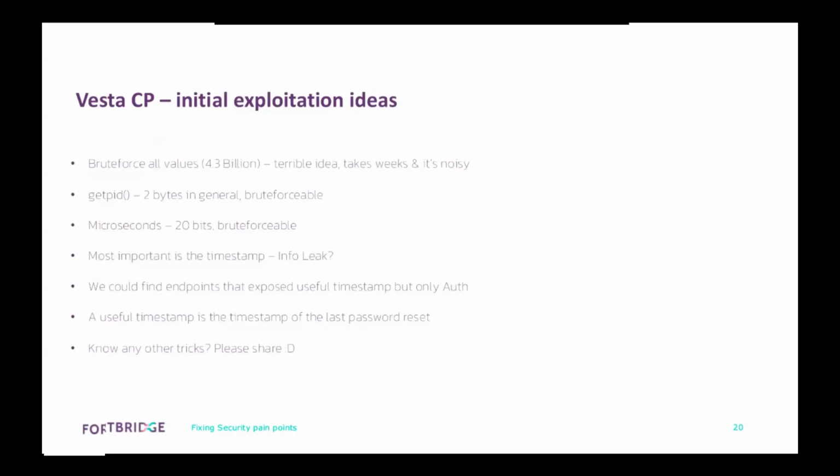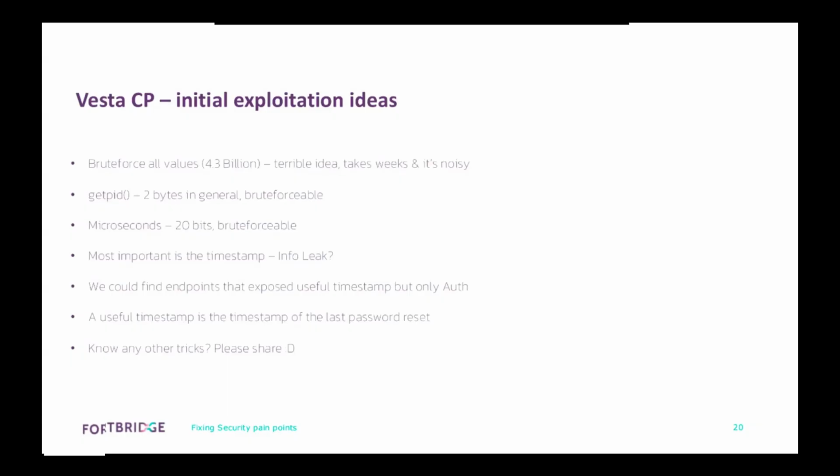Now, a couple of observations. As you noticed, getPID is called. Now, getPID in general is stored on 2 bytes, and it's a small value. It's easy to brute force. Now, let's talk about microseconds. Microseconds are between 0 and 1 million, so these are stored on 20 bits. 20 bits are enough, and this is also easy to brute force. So the only remaining thing to discuss is the timestamp.